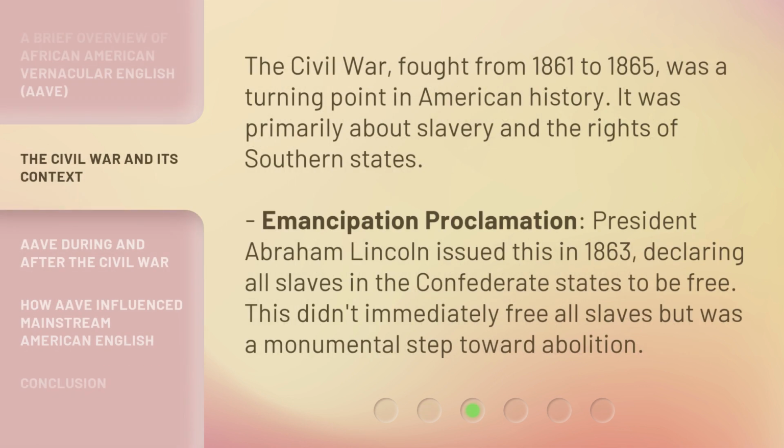The Civil War, fought from 1861 to 1865, was a turning point in American history. It was primarily about slavery and the rights of Southern states. Emancipation Proclamation: President Abraham Lincoln issued this in 1863, declaring all slaves in the Confederate States to be free. This didn't immediately free all slaves but was a monumental step toward abolition.